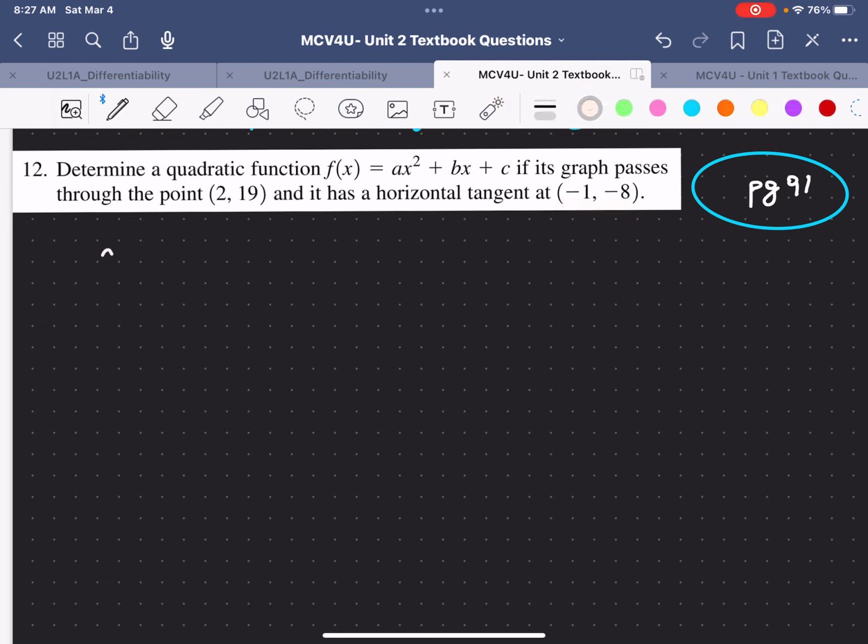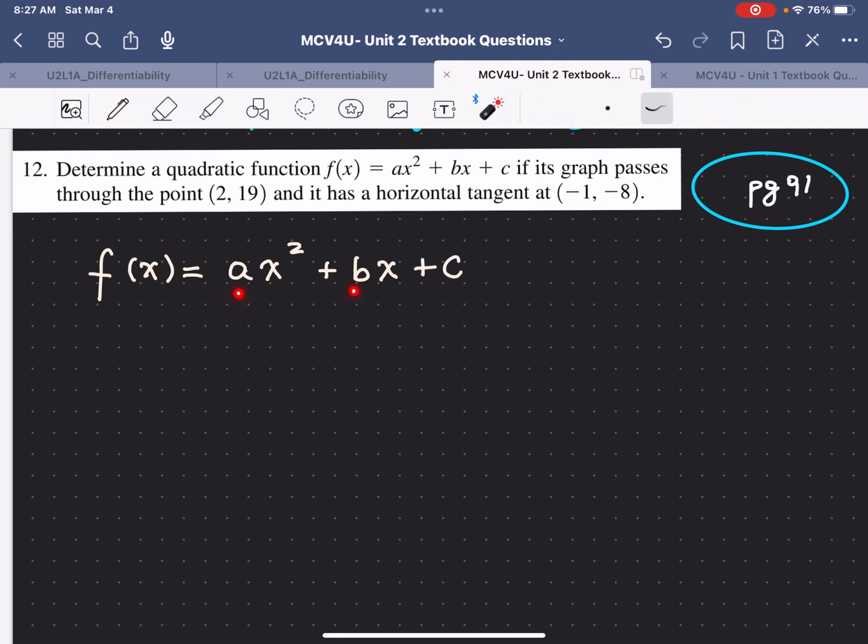So it seems that we're given some function in standard quadratic form, ax squared plus bx plus c. We are missing three coefficients here, a, b, and c. But we're given some information: this function will pass through the point (2, 19). So what does that mean? It means that the x value of 2 and y value of 19 must satisfy the equation. So we are going to quickly apply this to the equation.